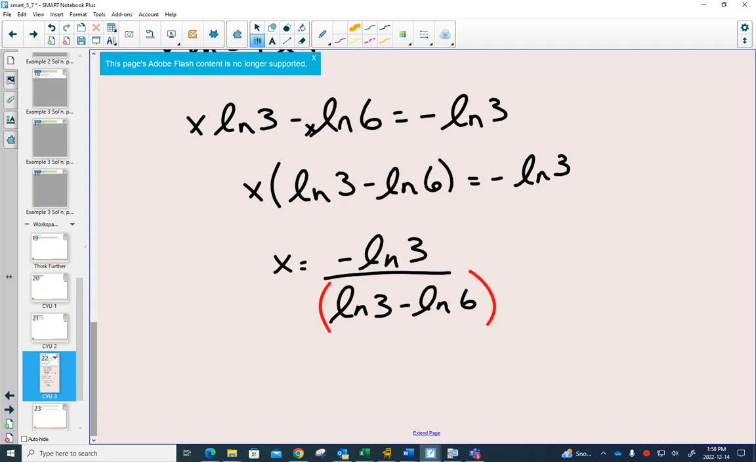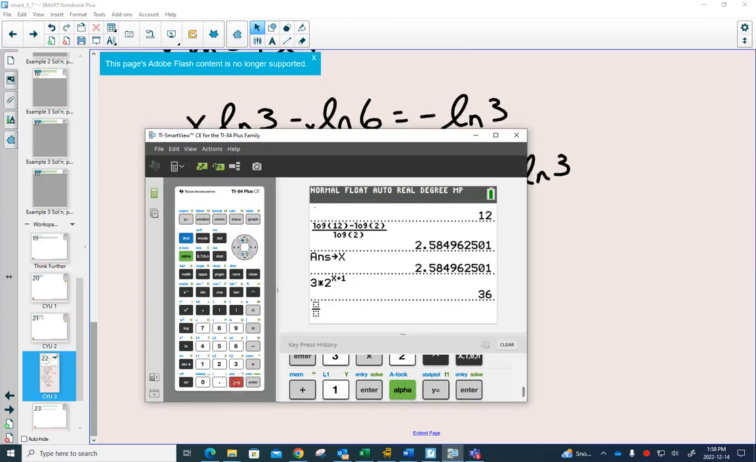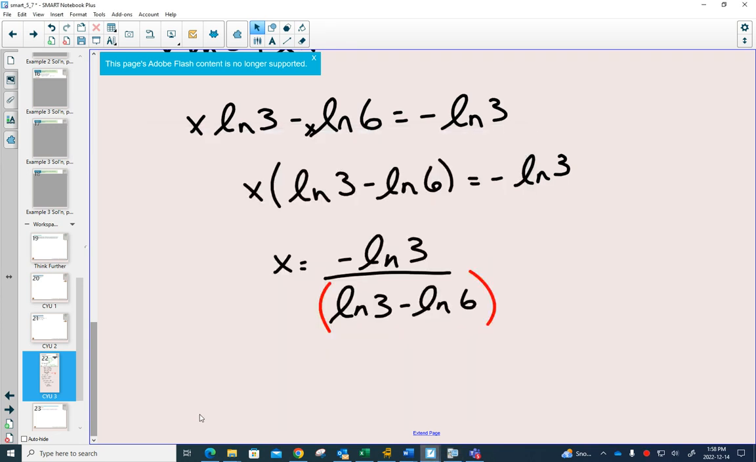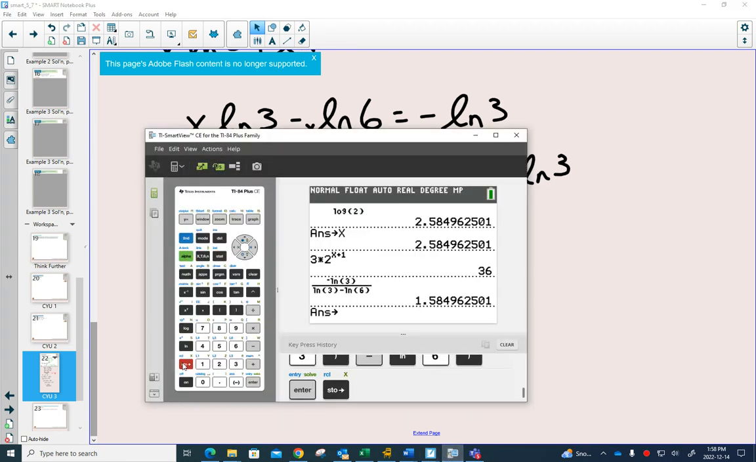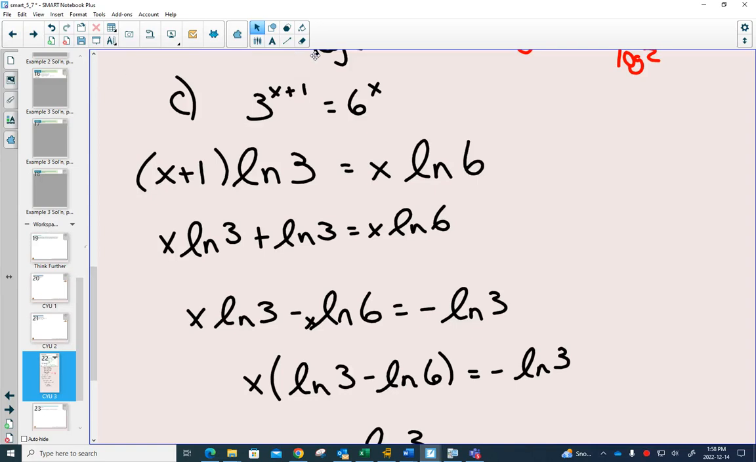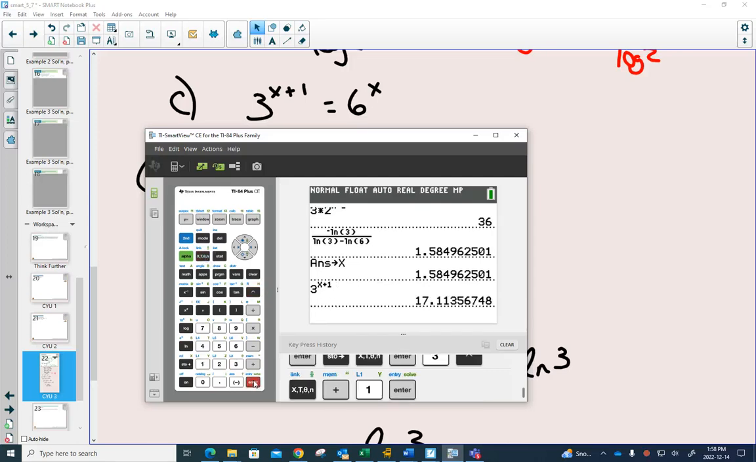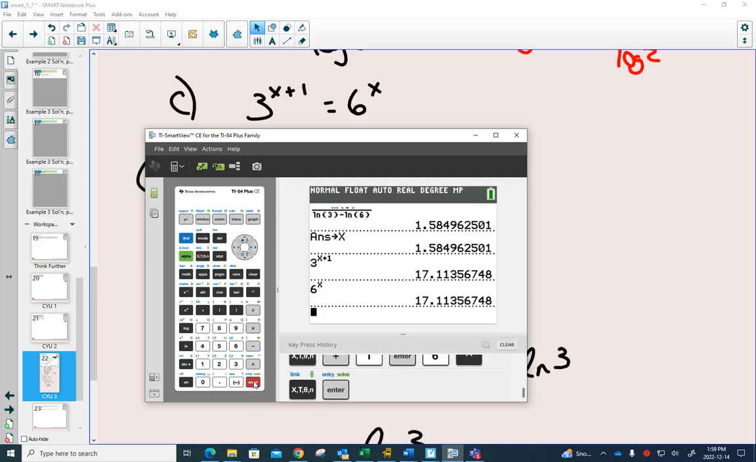And again, you would need to have these extra brackets on the bottom if you're typing it in without the fraction button. It's always good to see if you can type these in yourself so that you know whether or not you would get the same answer. 1.58. So now I'm going to store that as x and check. I had the original question here. 3 to the x plus 1, and 6 to the x on the other side. I wasn't as nervous on that one. I was feeling like confidence was up. Thought I was going to get it right.